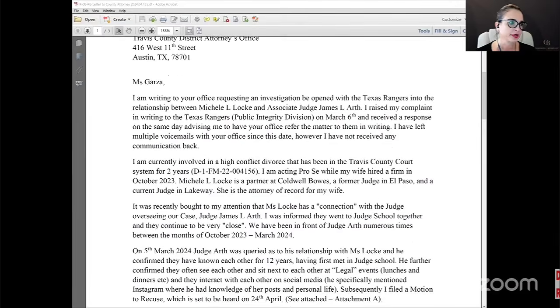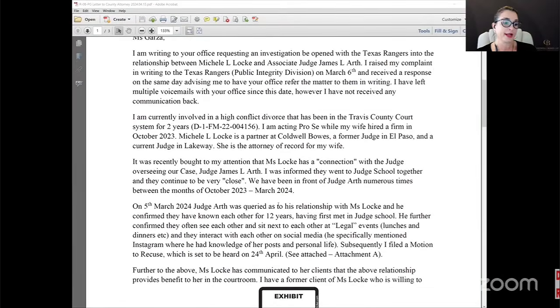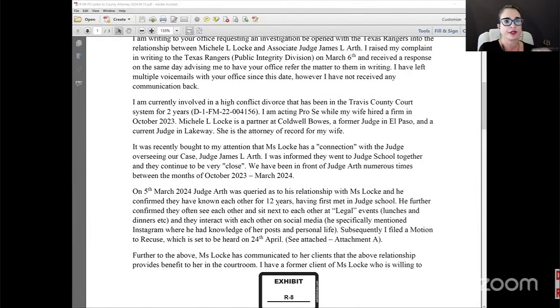In this correspondence he sent, he asked for an investigation to be opened with the Texas Rangers into the relationships between myself and Judge Arth. And he goes on to basically say things about me that are inaccurate and false. But this shows his vitriol and anger towards me. And this is what has been consistent during the entire case.